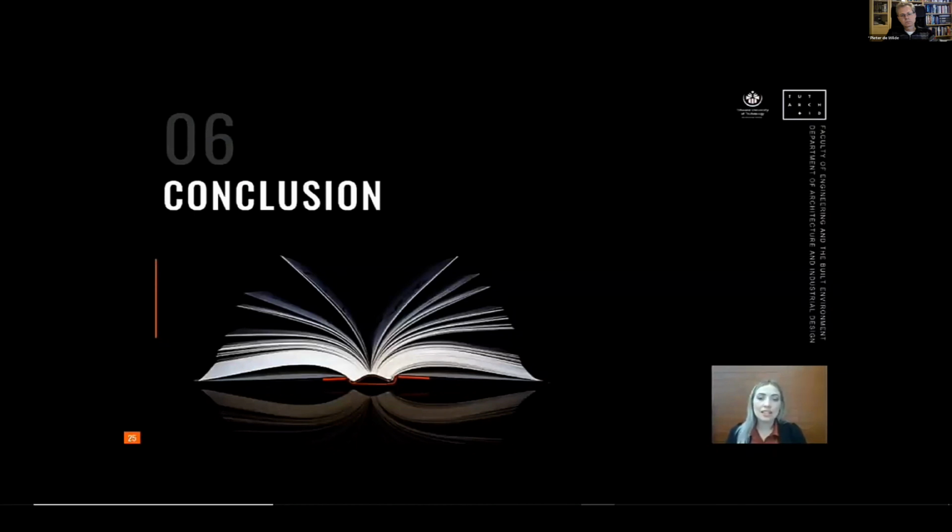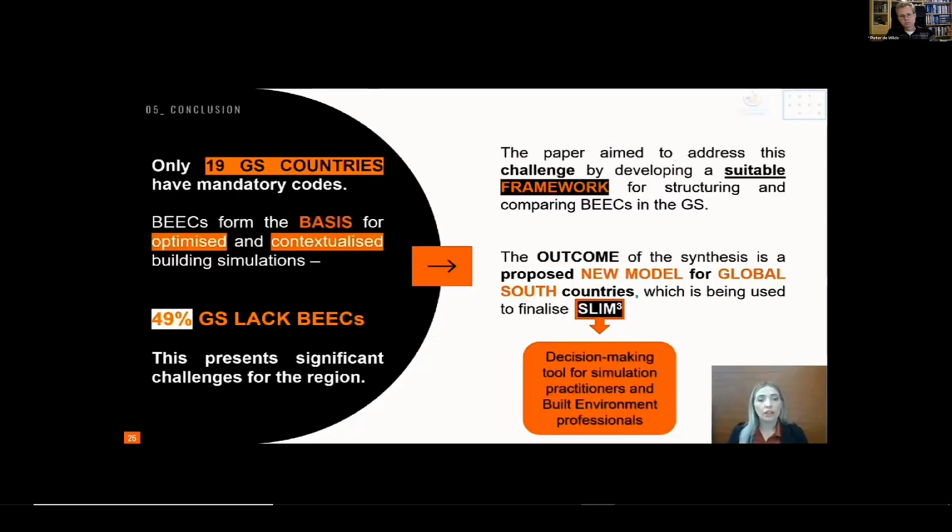In conclusion, this study is unique, addressing limited research on the theme and the limited information available on building energy codes in the Global South. Building simulation in the Global South offers built environment professionals the opportunity to evaluate building performance amid the region's rapid growth and future development. However, building energy codes that form a basis for optimized and contextualized building simulation are lacking in 28 of the selected 57 Global South countries. Although this is a significant problem, the paper aimed to address this challenge by developing the framework and comparing building energy codes.